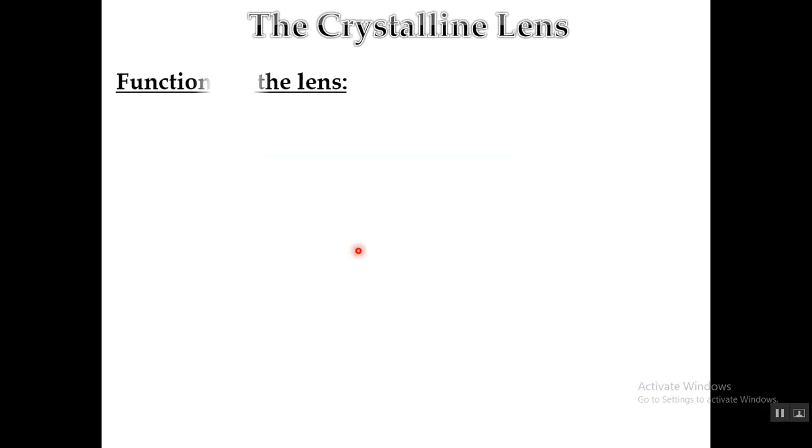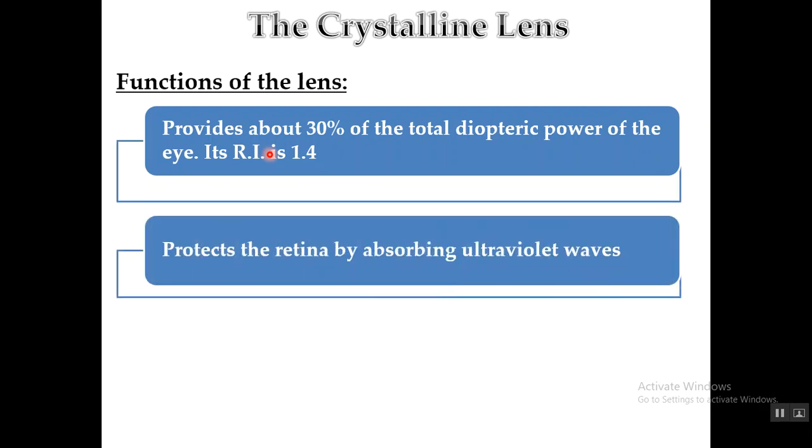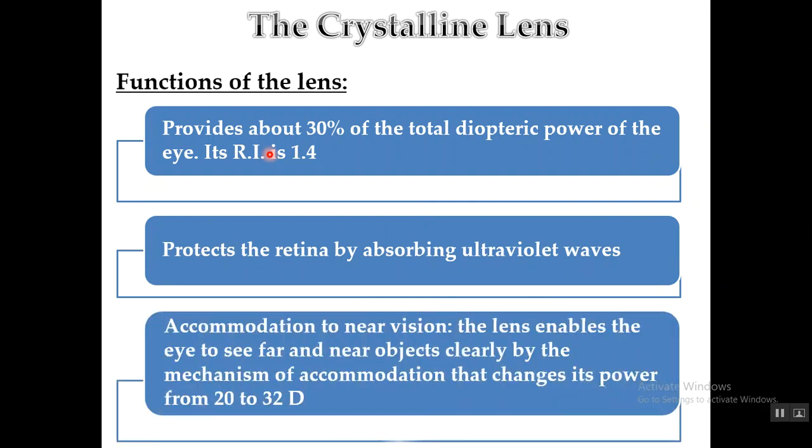What about the function of the lens? Number 1, it provides 30% of the total refractive power of the eye, so it provides about 20 diopters, and its refractive index is about 1.4. Number 2, it protects the retina by absorbing any ultraviolet rays passing through it. But the last function is accommodation. It provides accommodation to near vision.